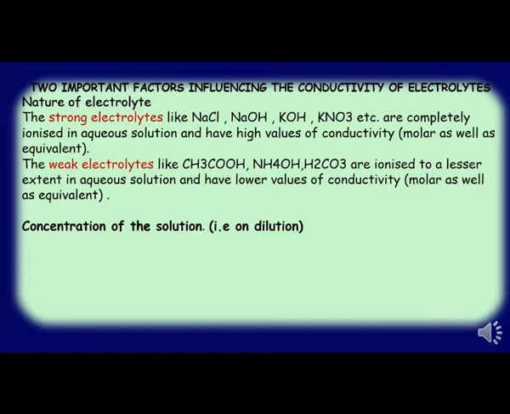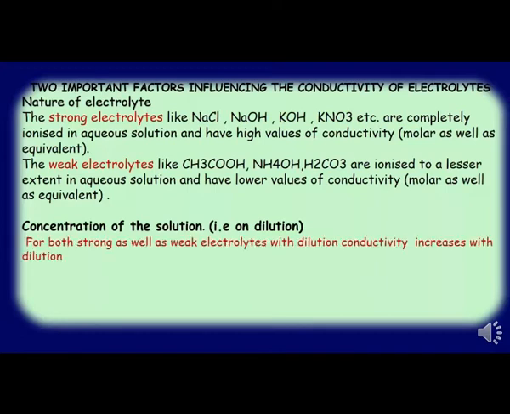Now the second factor is the concentration of the solution. Through one of the problems we have understood how the concentration of the solution affects the conductivity. We know that in the case of strong as well as weak electrolytes, with dilution conductivity increases, or with decrease in the concentration the conductivity increases. Molar conductivity or equivalent conductivity increases with dilution. Very important point.